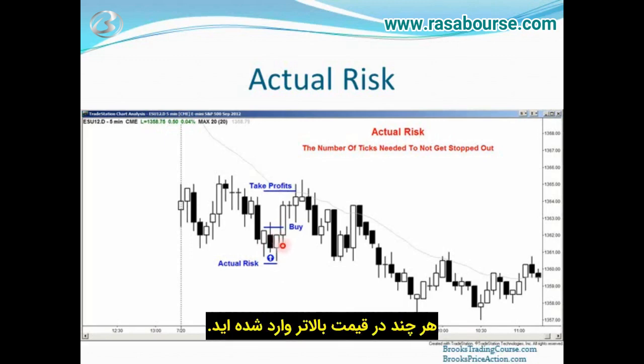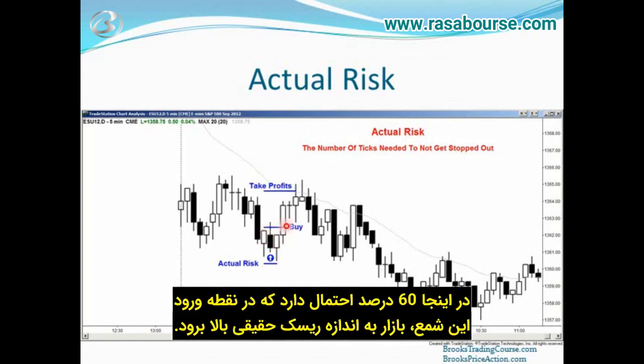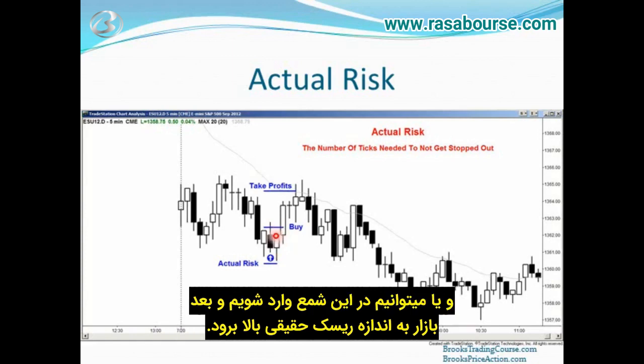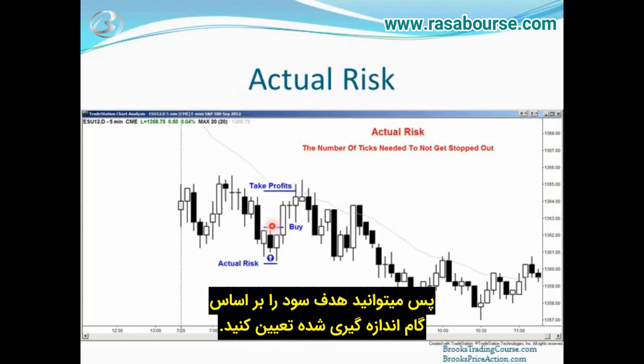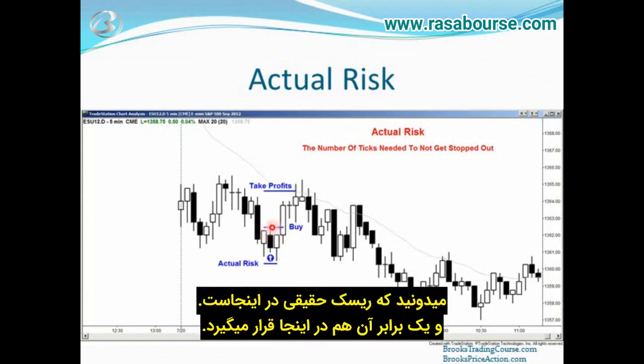Even though you entered over here and not over here, at this point there's a 60% chance that the market will go up, probably 1 times the risk of an entry above this bar, maybe 1.1 times the risk of an entry above this bar. So you could take a measured move up. Let's use the original entry right here. And now you know your actual risk was right here. 1 times that level is right here.